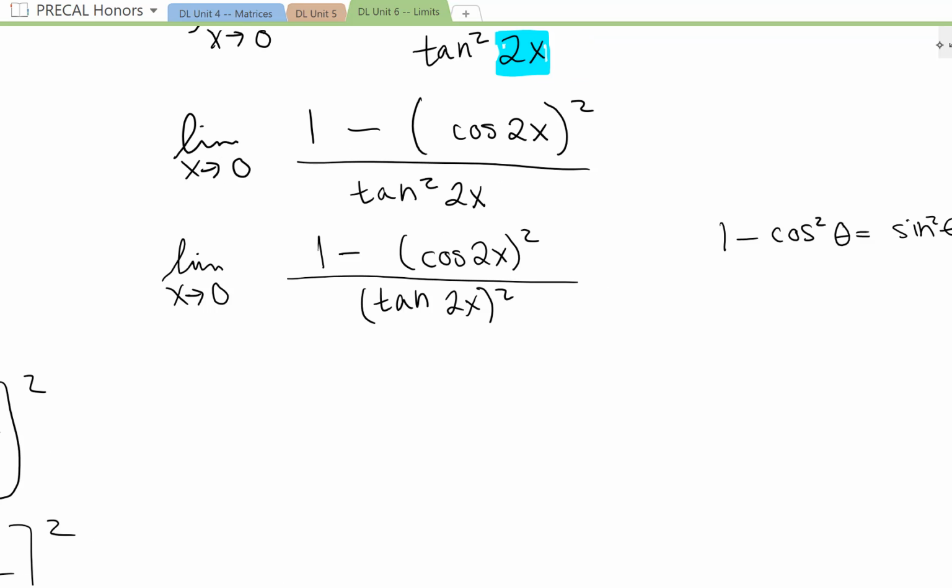At this point, I noticed that in the numerator you have 1 minus cosine squared 2x. Now, 1 minus cosine squared is sine squared. I know that as a Pythagorean identity. And that works no matter what the argument of cosine is. It just has to be the same argument as sine. So if you have 1 minus cosine squared 2x, that has to be equal to sine squared 2x.